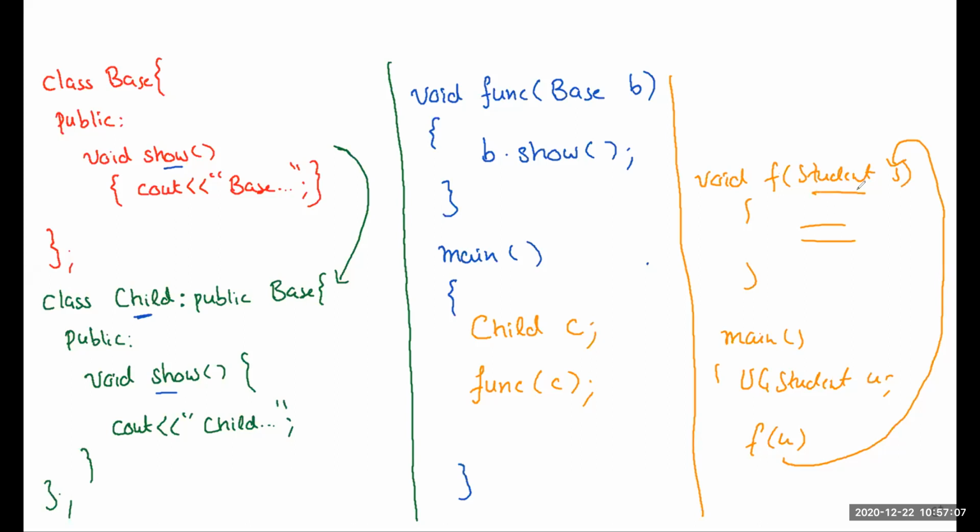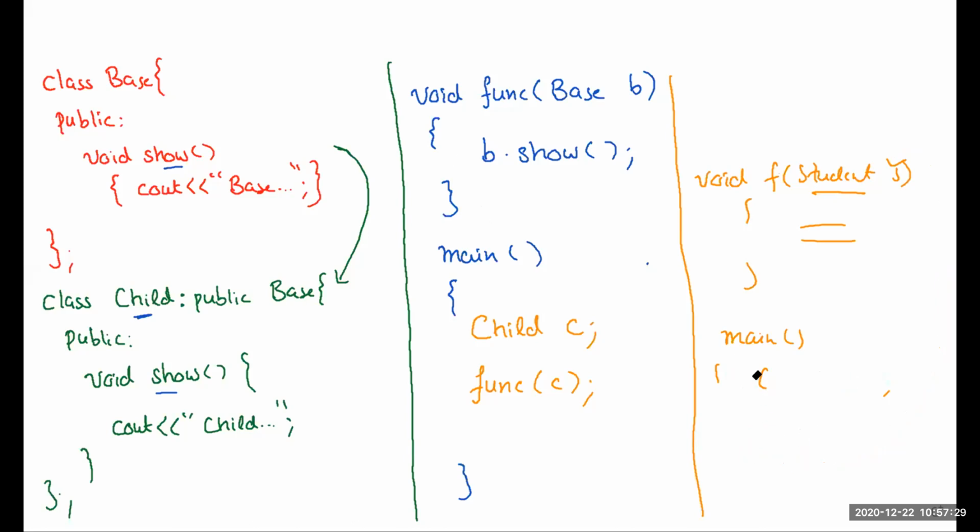So in other words, the summary of this discussion is every object of a child class is also an object of the parent class. Every car is a vehicle. Every UG student is a student. So if somewhere I'm expecting or allowing a student, then it means every type of student is allowed. In other words, every object of a child class is allowed.